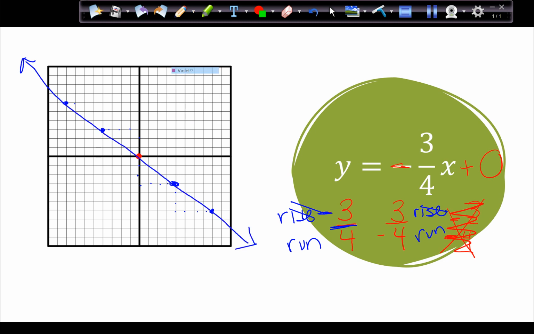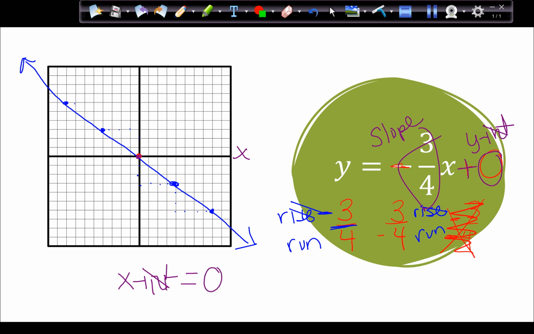So to finish your table, you should tell me that the y-intercept is 0. The slope is negative 3/4. And then if I look at my graph, I need to find the x-intercept. The x-intercept is also 0. I'm writing too fast for my computer right now. It does not want to keep up.